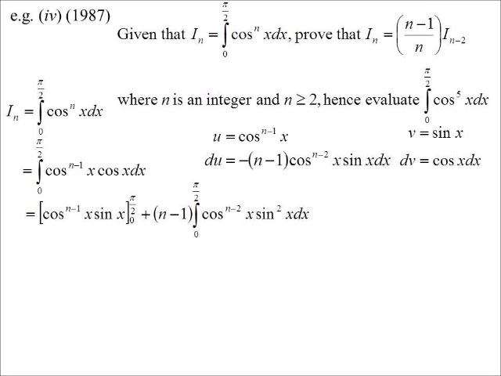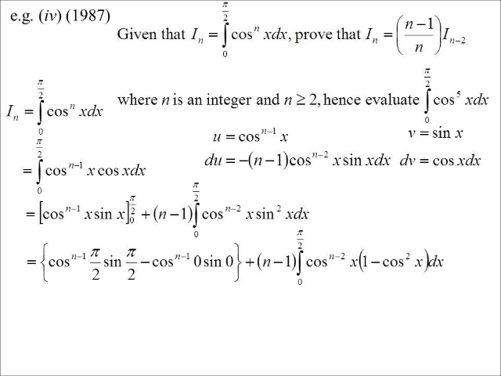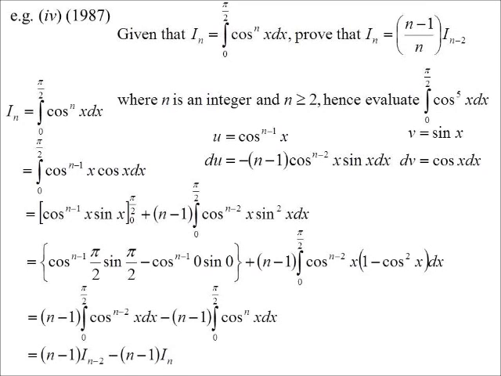Okay, so there's the integral. The sine squared I'm now going to change to 1 minus cos squared and break it up into two integrals. I now have cos to the power of n minus 2 and cos to the power of n. So I can now rewrite it as I something. So I've got n minus 1 I n minus 2 minus n minus 1 I n. Move the I n's to the left-hand side. And I have n lots of I n is n minus 1 I n minus 2, and so I get the required result.